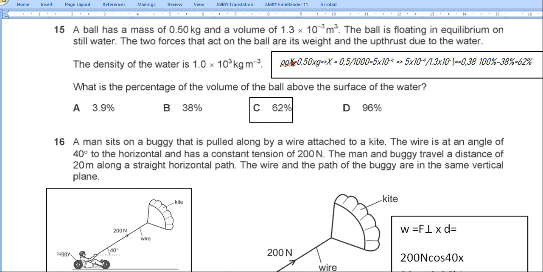So here x multiplied by rho gives us mass. Then we divide this volume by the total volume. We find 38%, and so it is in the water, and above is 62%.